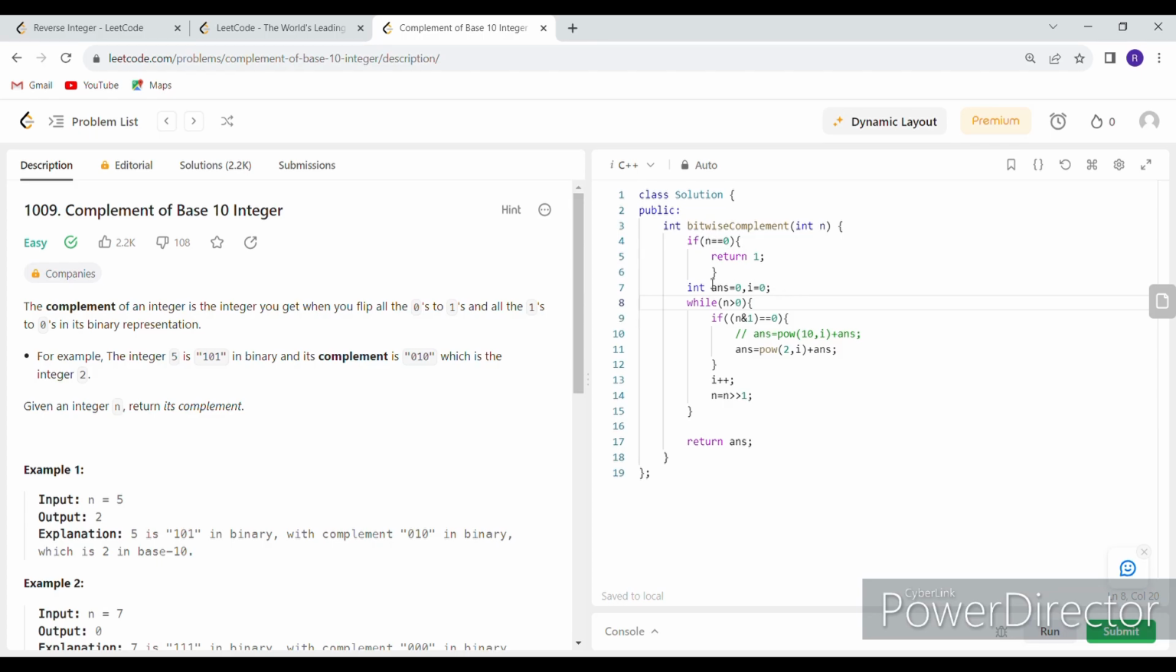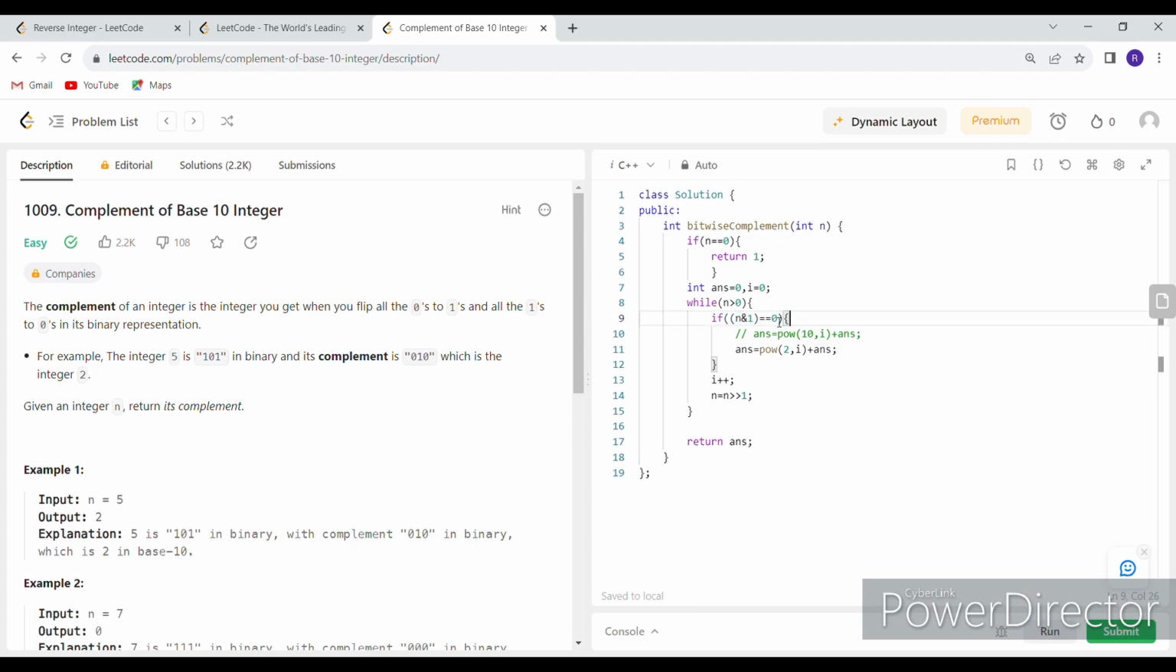So what I have done is, I've initialized the answer as 0, and I've taken an increment variable I to increment through the loop. I'll run this loop until the given number is greater than 0, and n and 1 will give me the last bit of that given number. If I'm getting the last bit as 0, I am entering into the if condition. I'll tell you why. Because if I'm getting the last bit as 0, I need to convert that 0 into 1.